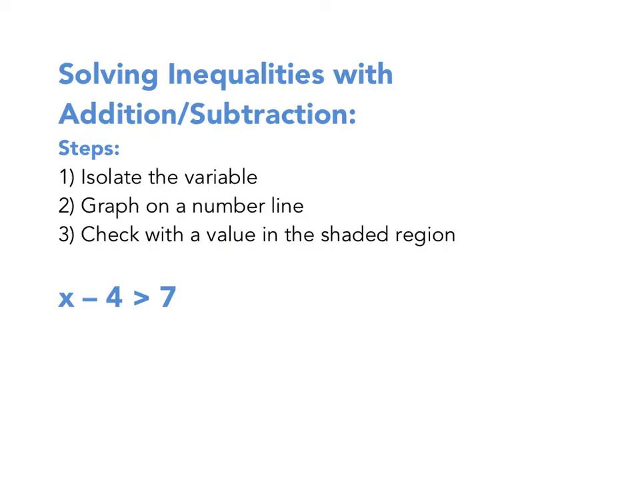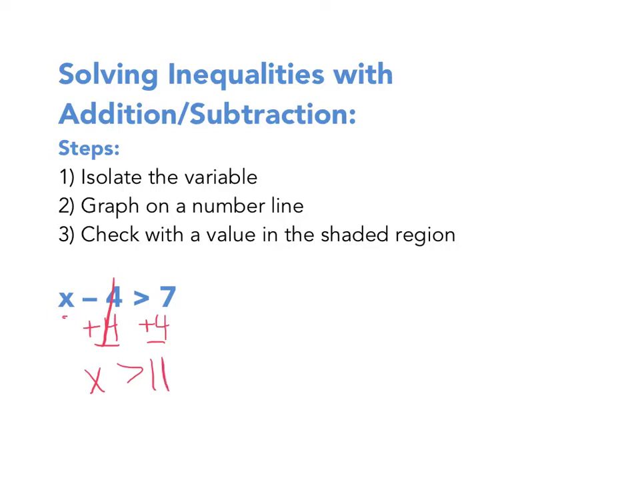These are your steps for solving all inequalities, much like your steps for solving equations, except for this graph on the number line part, and we still have to check, of course, when we solve inequalities or equations. So the first thing you do is isolate the variable. Much like an equation, I'm just going to get x by itself by adding 4 to both sides. So I add 4, negative 4 plus 4 is 0. We're left with x is greater than 11.